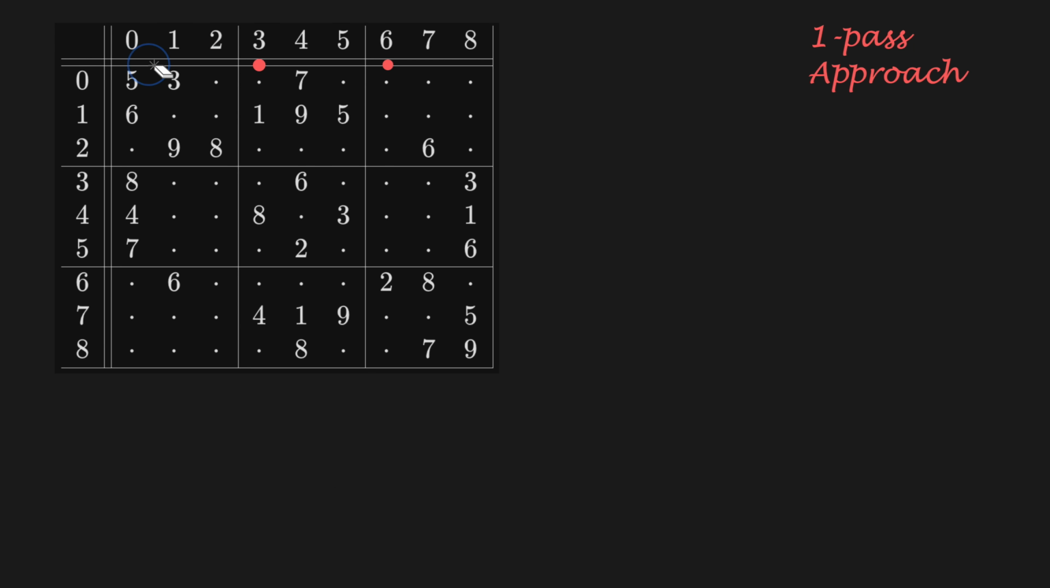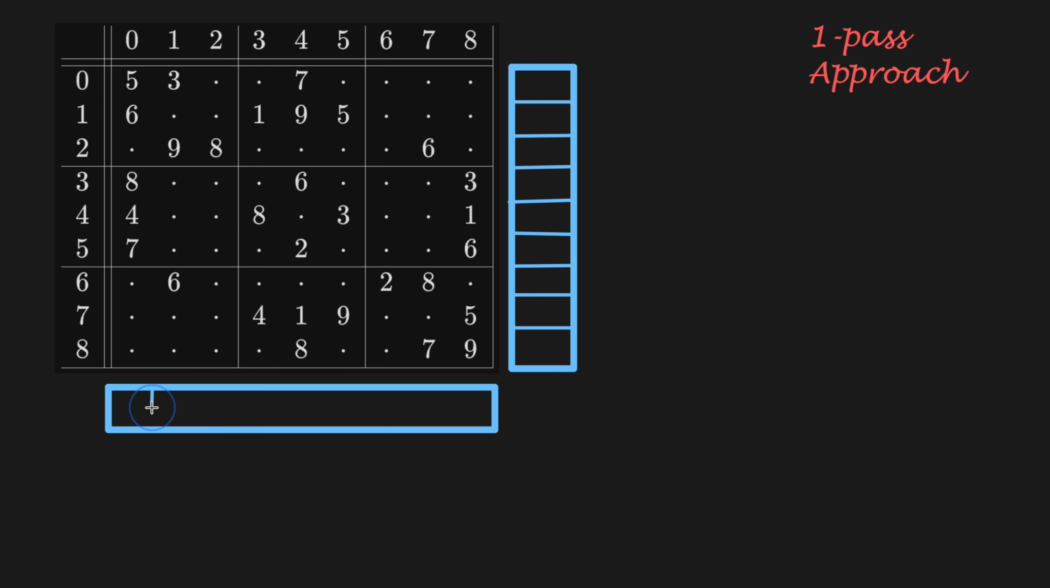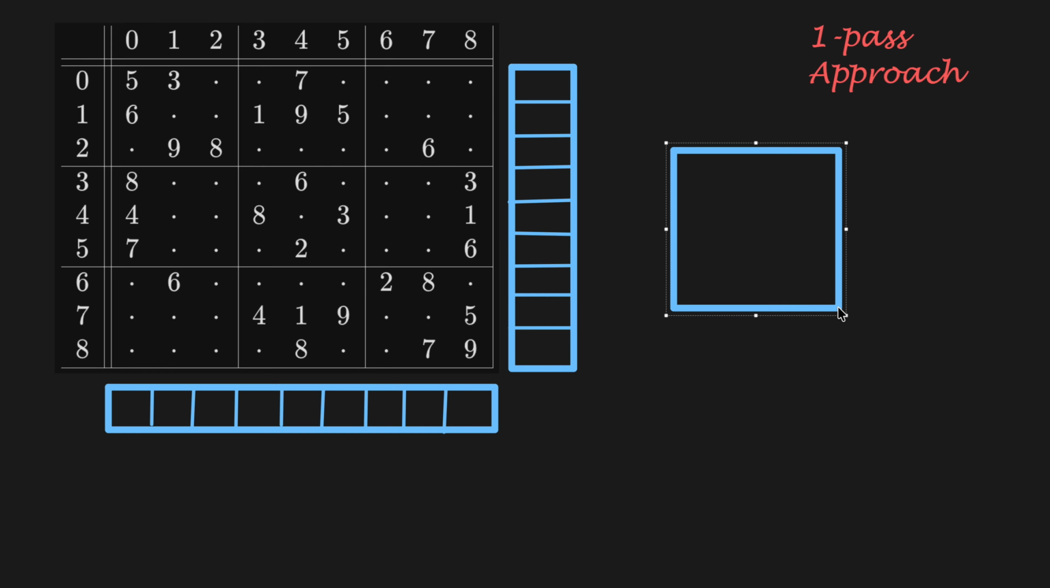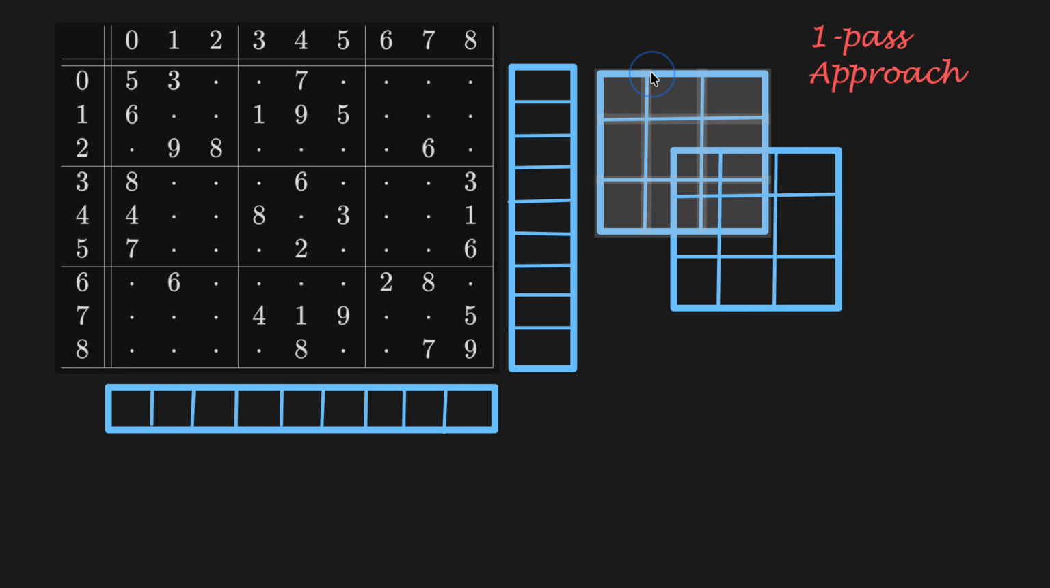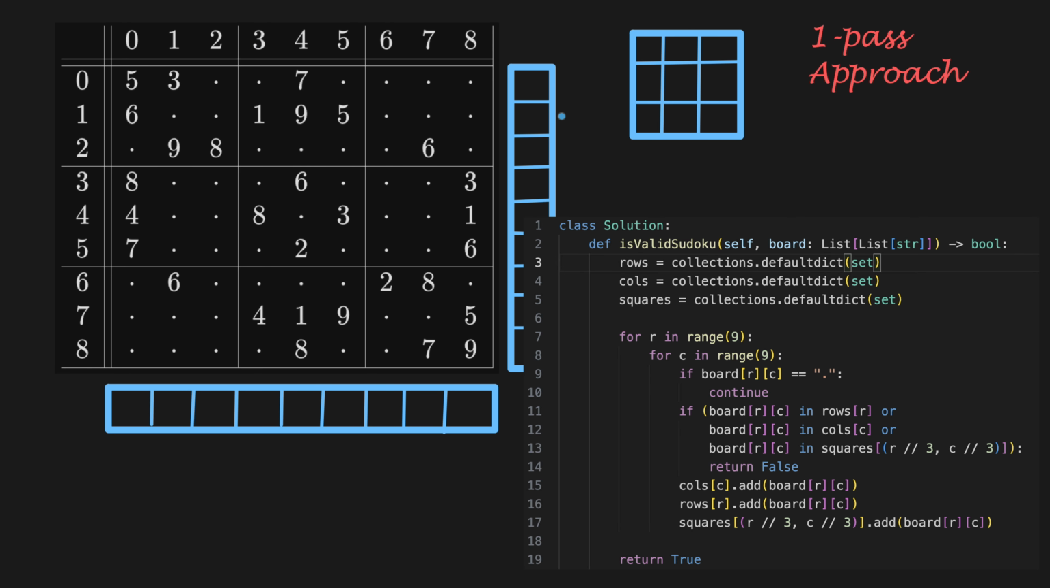And the answer is yes. We can actually validate the entire board in a single scan. Let's see how. Instead of creating one Hashset at a time for a row, we will maintain a collection of them. 9 sets for the rows, 9 sets for the columns, and 9 sets for the 3 by 3 boxes. We will shortly see how we will use these arrays of sets. In Python, setting this up is incredibly clean. We just initialize 3 default dictionaries of sets.